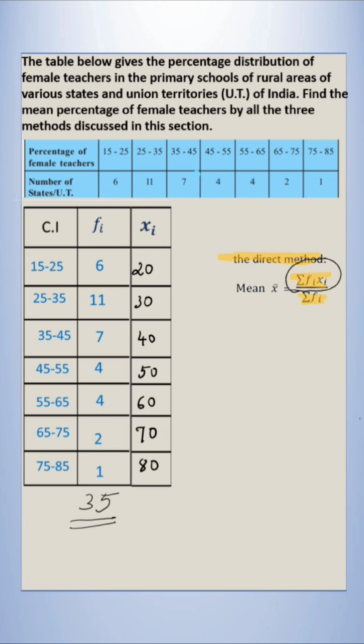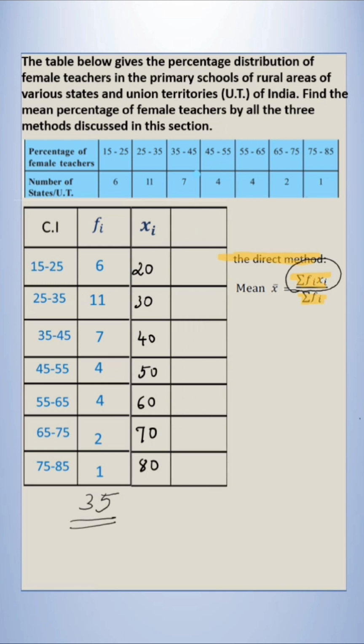Now we are needed to find summation of Fi xi. To find Fi xi, we have to add one more column for Fi xi. Here we are needed to multiply frequency and class mark. 6 twenties are 120, 11 thirties are 330, 7 forties are 280, 4 fifties are 200, 4 sixties are 240, 2 seventies are 140, 1 eighty is 80.